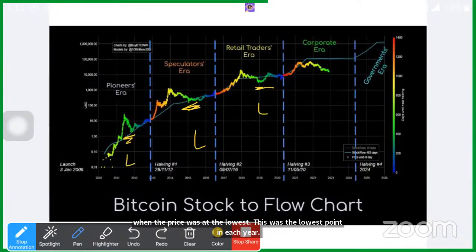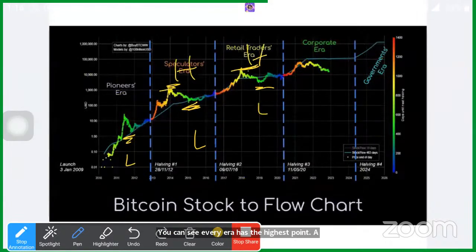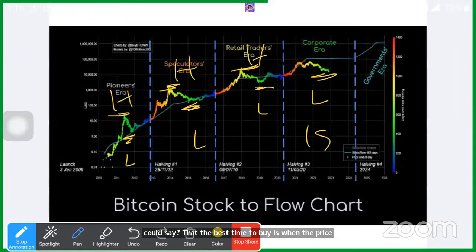You can see every era has a highest point, a highest price. These were the highest price, and every era also has a lowest price. So when is the best time to buy? Any trader in the world could say that the best time to buy is when the price is at the lowest. In this era, we saw the price went as low as $15,000 per Bitcoin. In the previous era, it was even less than that.